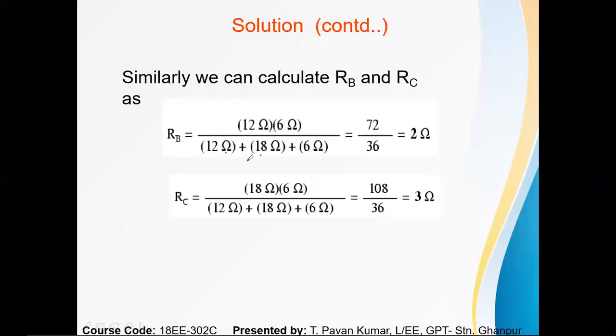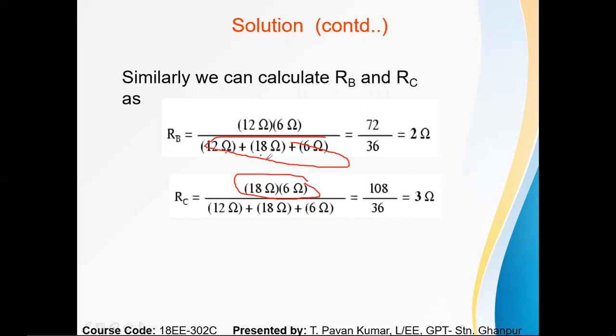18 into 6 by the denominator value will never change. The numerator value is going to be changed. Why? Because based on the changing of the arms, this value is going to be changing. That is the reason that in the denominator, if you find only RA, then you can write those same RA denominator for RB and RC.